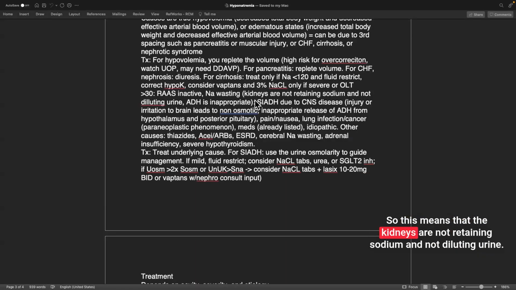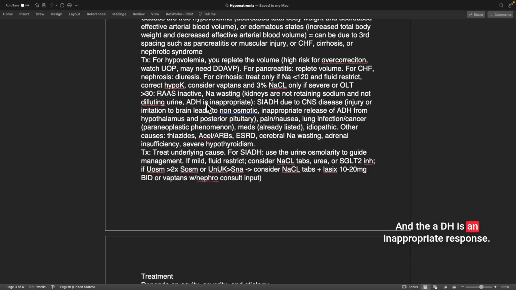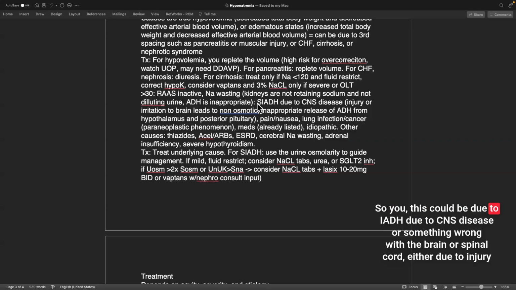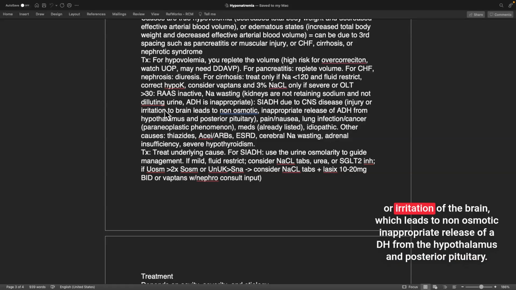So this means that the kidneys are not retaining sodium and not diluting urine, and the ADH is an inappropriate response. So this could be due to SIADH, due to CNS disease or something wrong with the brain or spinal cord, either due to injury or irritation of the brain, which leads to non-osmotic inappropriate release of ADH from the hypothalamus and posterior pituitary.